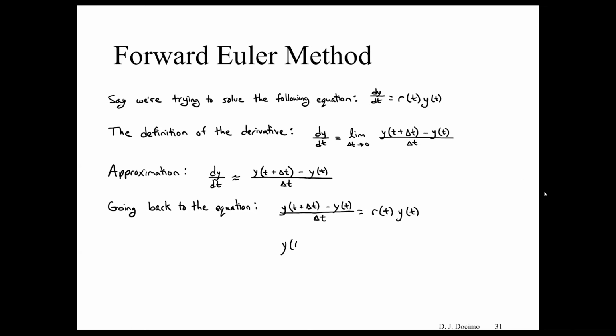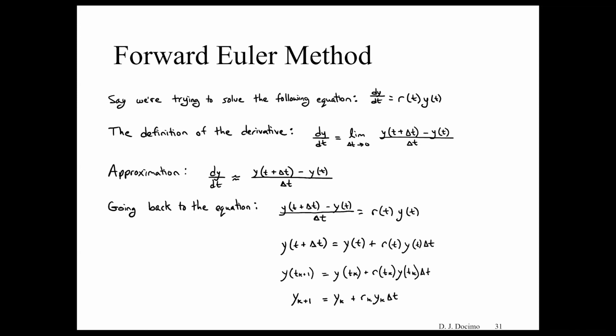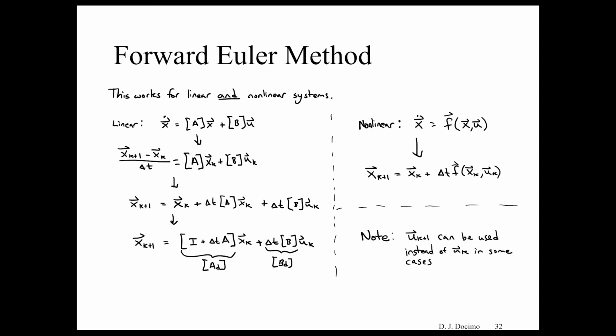Now, we can solve for y of t plus delta t. That's just going to involve multiplying by delta t here, and then shifting this y over here. And essentially what you can do is say y at t index k plus 1 is equal to y at t index k plus r at t index k times y at t index k times delta t. Or another short way to write it is y of k plus 1 is equal to y of k plus r of k, y of k, delta t. Now, that is the forward Euler method, and what's nice about it is that it works for linear and nonlinear systems.